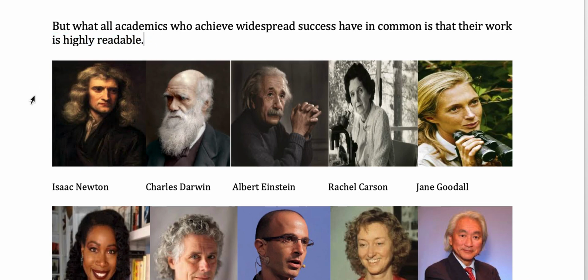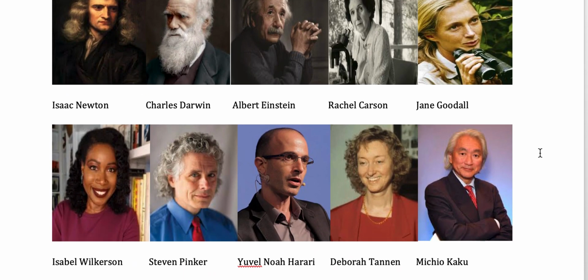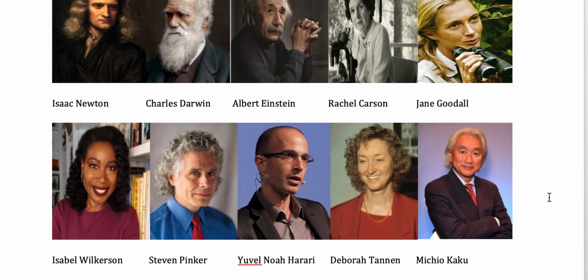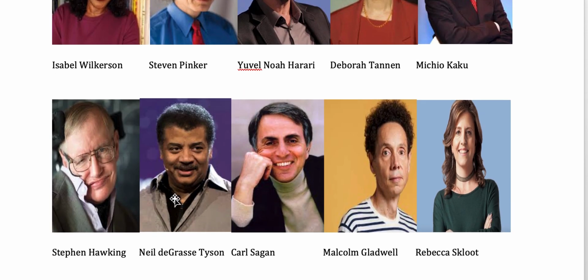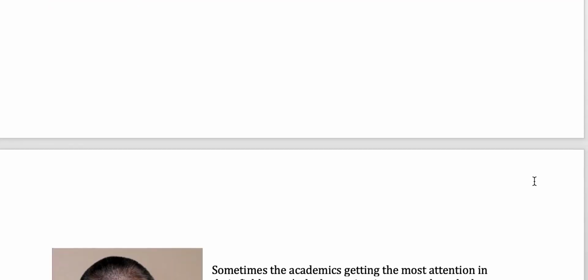The list goes on and on, but this is true of Isaac Newton, Darwin, Einstein, Rachel Carson, famed environmentalist, Jane Goodall. You may have read about her work with primates here in this class. Other people we talked about, like Isabel Wilkerson, Pinker, Harari, author of Sapiens, Deborah Tannen, the famed linguist. A lot of these people are astronomers. Astronomy is a tough subject matter, and people who can explain it clearly have a lot of success. That's true of Michio Kaku, Stephen Hawking, Neil deGrasse Tyson, Carl Sagan as well. Sociologists like Malcolm Gladwell, historians like Rebecca Skloot, and the list just goes on and on.